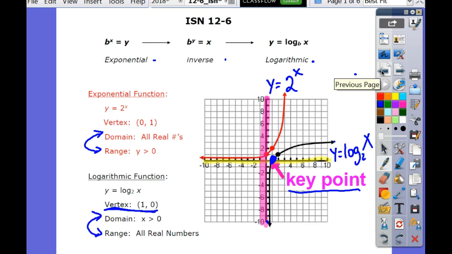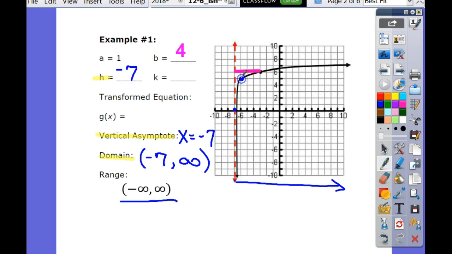The parent graph had a key point on the axis. This key point is 1, 2, 3, 4, 5. Now that I have all of the pieces, I just plug them in to an equation. Log base 4 of x plus 7, plus 5. But I thought it was -7. Why is it plus 7? X still changes signs just like it has been doing since August and beyond.